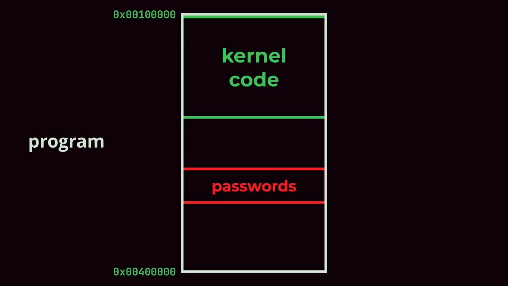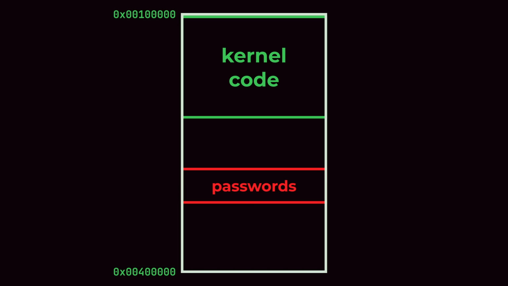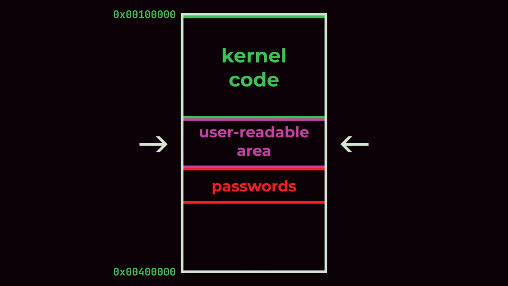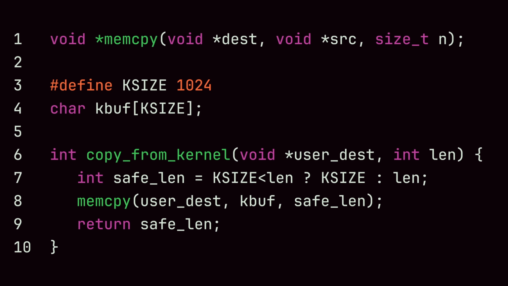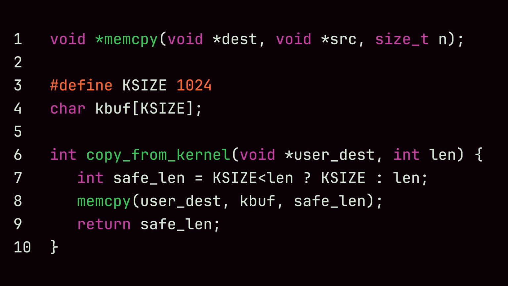For example, other programs obviously shouldn't be allowed to read the password region, because if it were allowed, they could just read all the passwords and send them anywhere. But sometimes it's necessary that a program is allowed to read a very specific region in the kernel space. And in this case, we need strong safeguards that ensure that only the intended region can be read. And this is exactly what this code does. But how does it work? Well, let's go through the code.